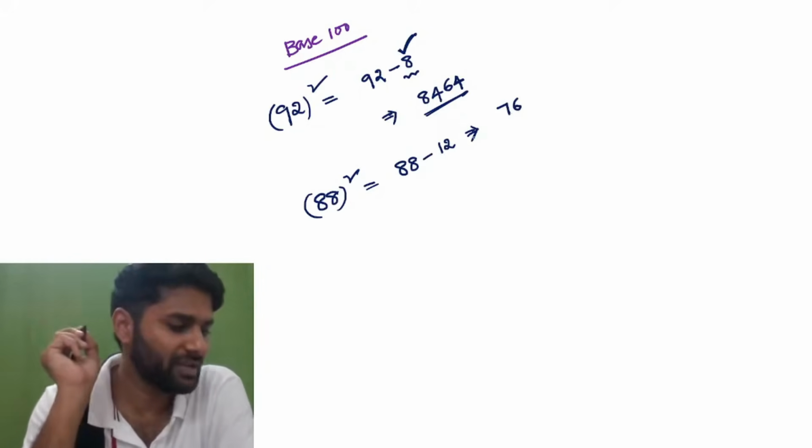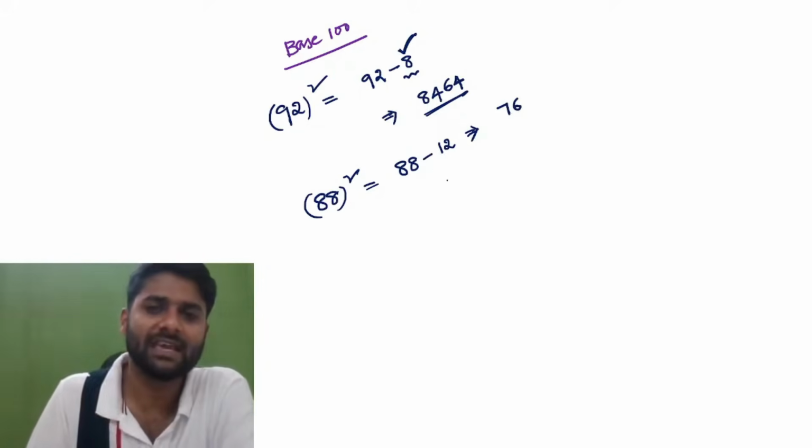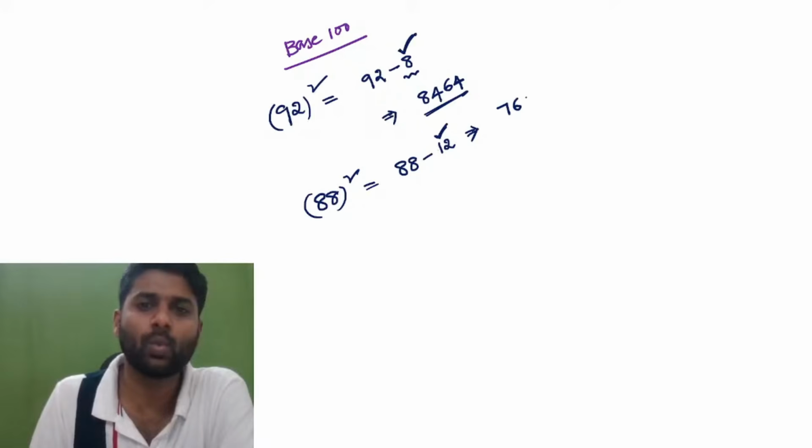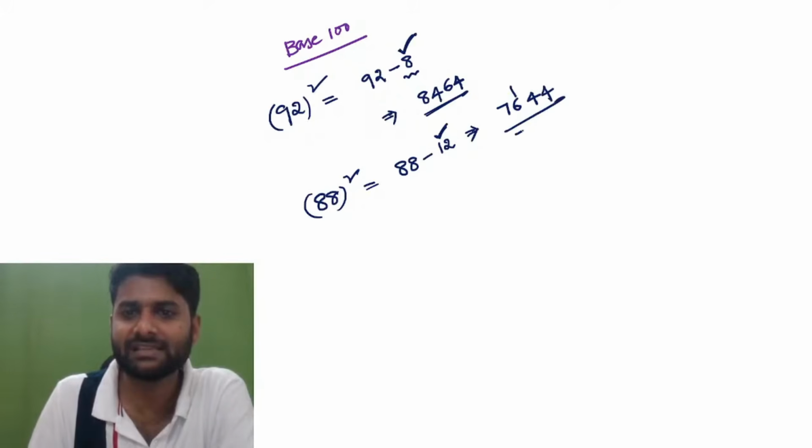88 minus 12 is equal to 76. And we have subtracted 12 units, right? And consider the square of that value. 12 square is equal to 144. Write down only 2 digits and the remaining should be a carry over. Then the answer is 7744.